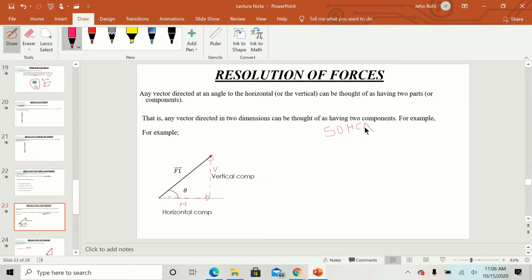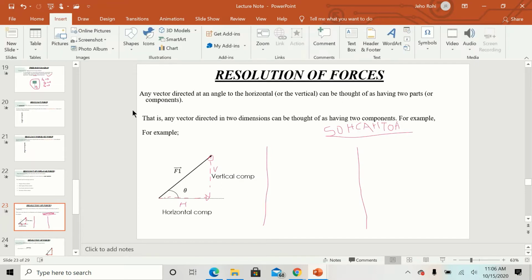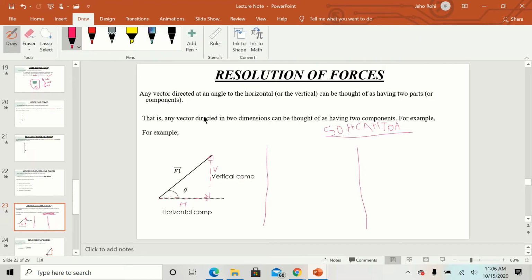Now we can find the formulas for these components by using what we call SOHCAHTOA. Do we remember SOHCAHTOA? Yes. Okay, good. Now we can find the components of the vertical and the what? Horizontal. We can find the components for the vertical and for the horizontal.